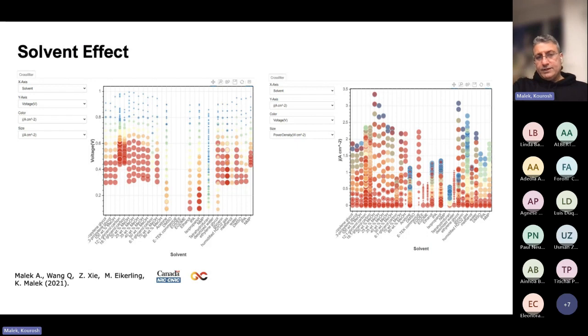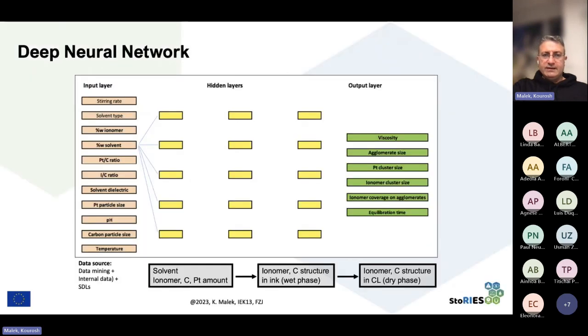So once you have this data space, you can visualize and see which range of the current density you're looking for, and looking at certain solvent, you have a good space of the prediction of properties, which can be fed into a neural network in terms of the input layer of the ink. I think this was mentioned in the previous talk as well. In the solution phase, we have temperature, pH, stirring rate, type of platinum carbon, the ionomer to carbon ratio, the solvent types, and so on.